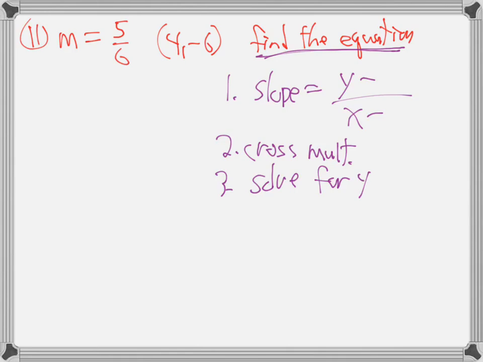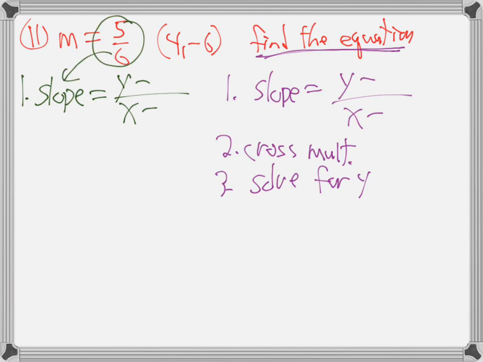Whenever you see the words, and we'll do 3 of them today, find the equation. Find the equation. So can you do that? Let me do the first step with you. So over here, step number 1. I'm going to write slope equals y minus over x minus. And so I grab that slope, put it there, and so we get 5/6 equals y minus over x minus.